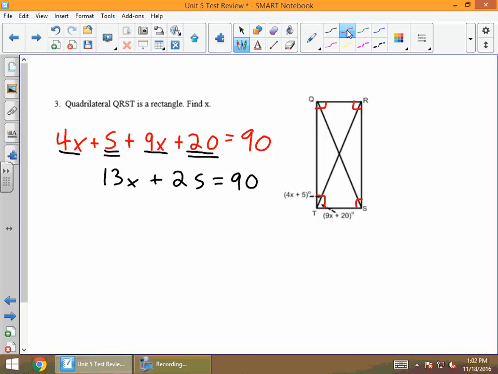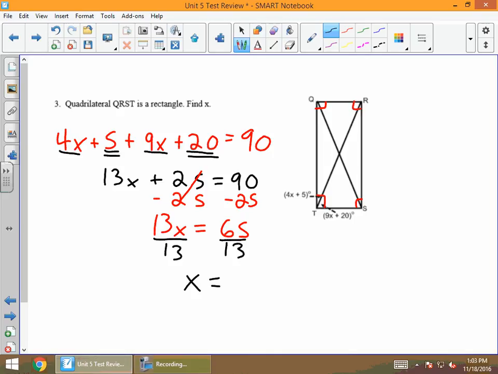Let's start solving. What am I moving first? 25. Correct. Instead of doing add 25, I will subtract 25. Do to one side, do the other. You guys are on a roll right now. And I know 13x is equal to, you said it, 65. One last step involved to solve. Divide by 13. There you go. 65 divided by 13 is 5. Good.